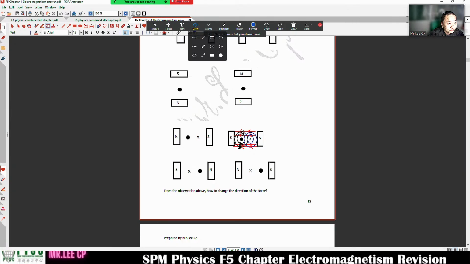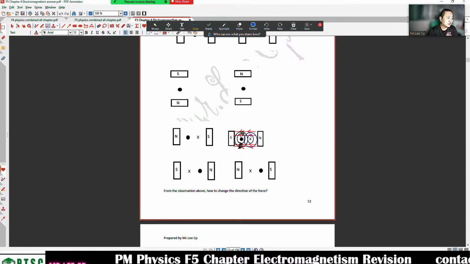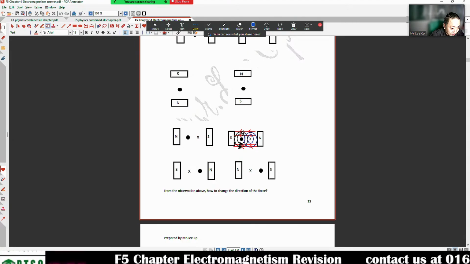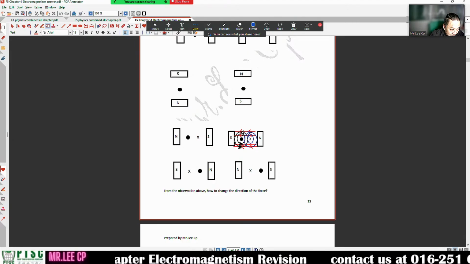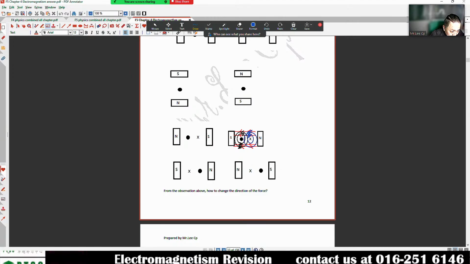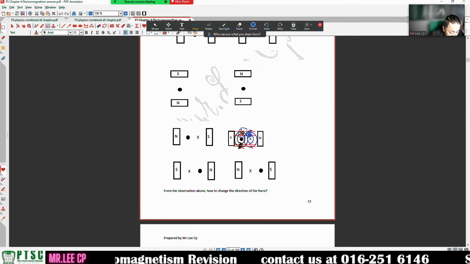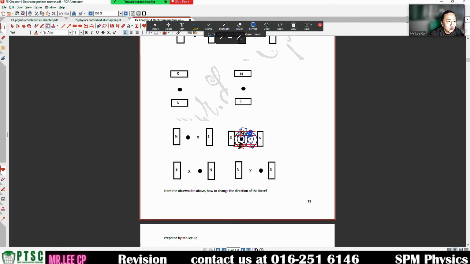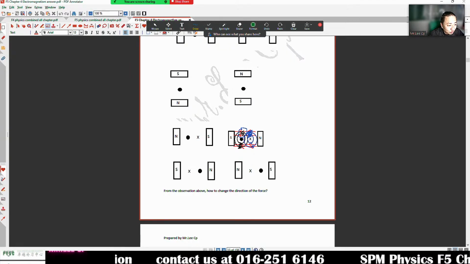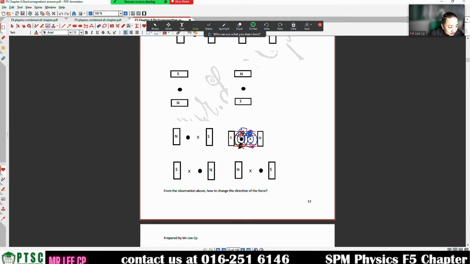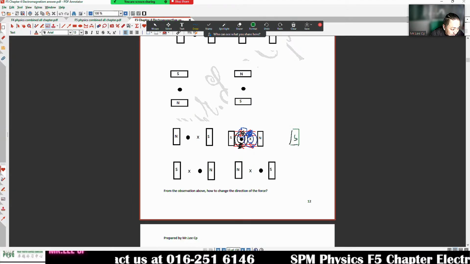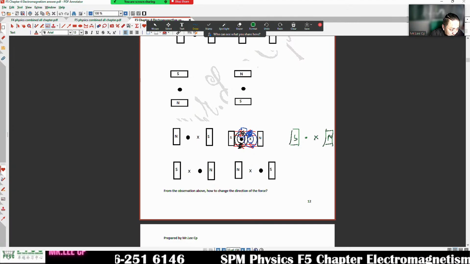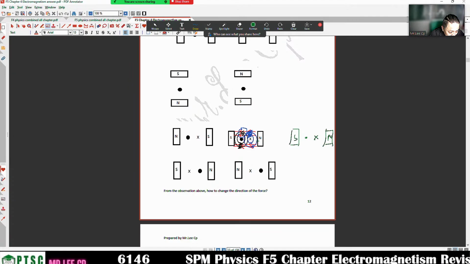How about this one? This one the current goes in. Right, this way. Cancel. Cancel. So this side cancel. This side double up. This side cancel. Right? And then this one double up. So what we have is the outcome will be something like this. Right? This is my south. This is my north. This is my X. This is my dot. So the current at first going straight and then curve.